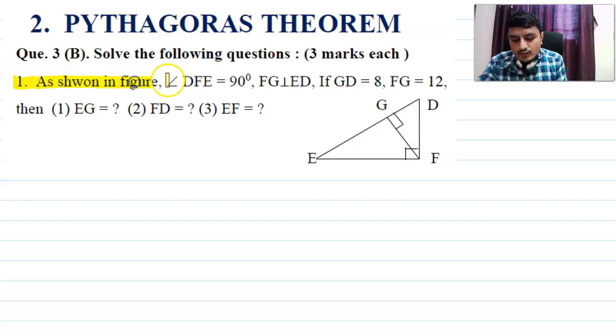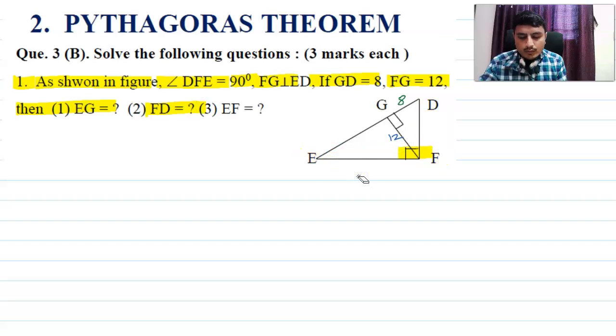First question we have, as shown in the figure, angle DFE is 90 degrees. FG is perpendicular to ED. If GD equals 8 and FG equals 12, then we have to evaluate the value of EG, the value of FD and the value of EF.